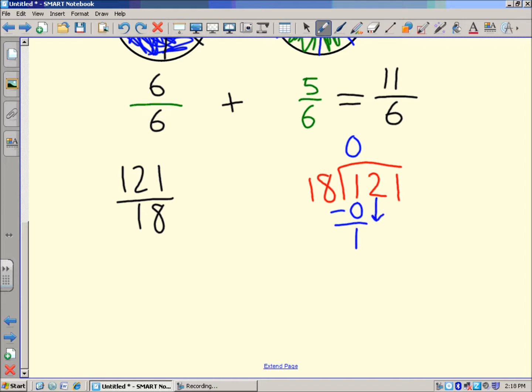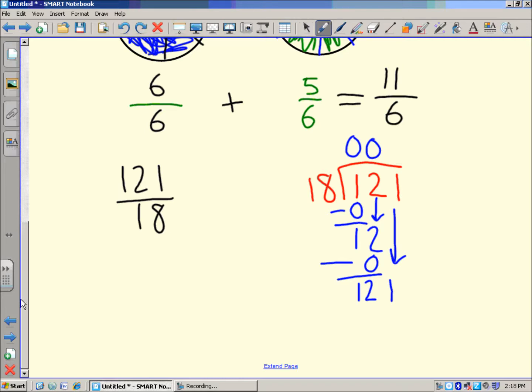Bring down the 2. Now you've got 12. Does 18 fit into 12? Well, no. Not one full time. Not any whole number times. So now we've got 0 times 18 equals 0. We subtract. We get 12. And we're left with the original number we started with in the dividend up there. So 18 goes into 121 how many times?